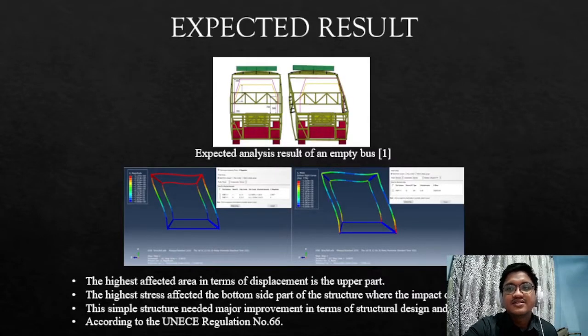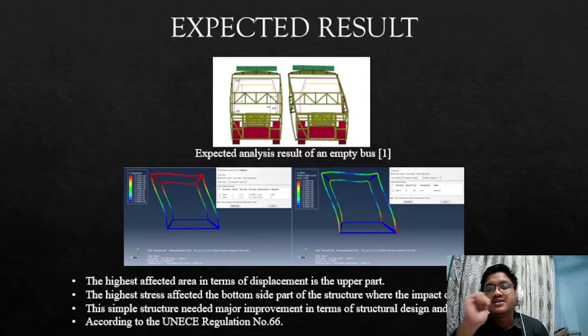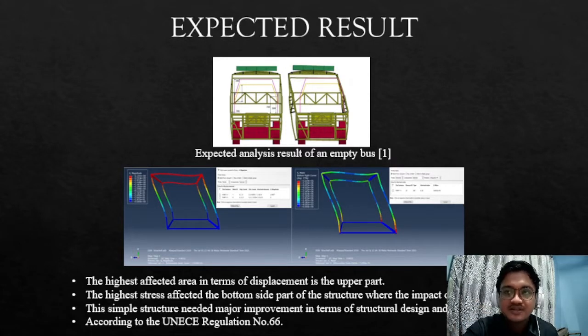The expected result, as we can see here, cited from article number 1, we can see that the structure deformation breached the residual space, which made the configuration of the structure fail.